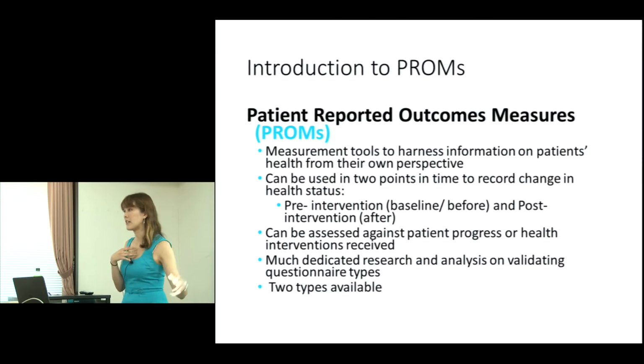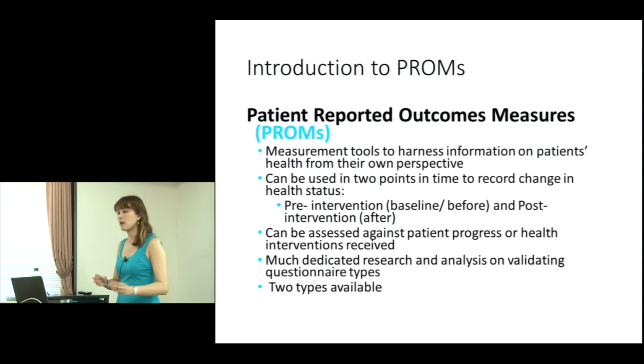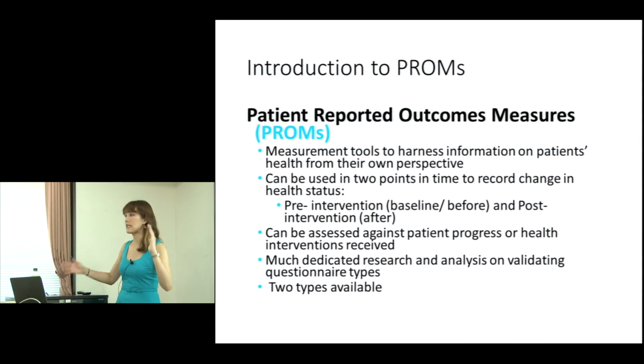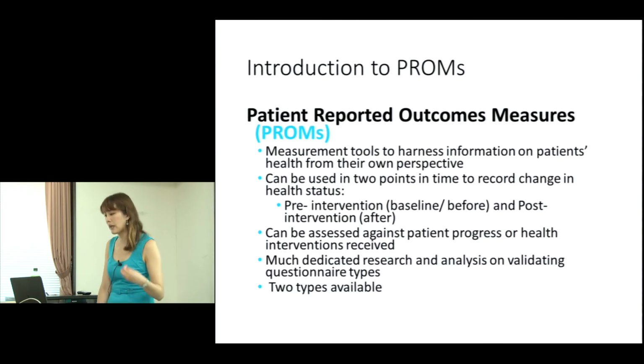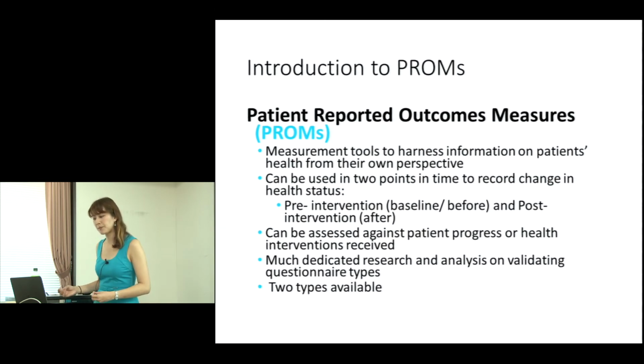I'll go on to events like sudden emergencies, what I am personally interested in researching, when you can't get a before event because they don't know they're going to have a stroke tomorrow, they don't know they're going to have a heart attack tomorrow. How do you capture real-time before their baseline and afterwards? But in theory, essentially, you'd collect it at 2 time points, and you measure the change. So you can mark them against patient progress or health interventions received.